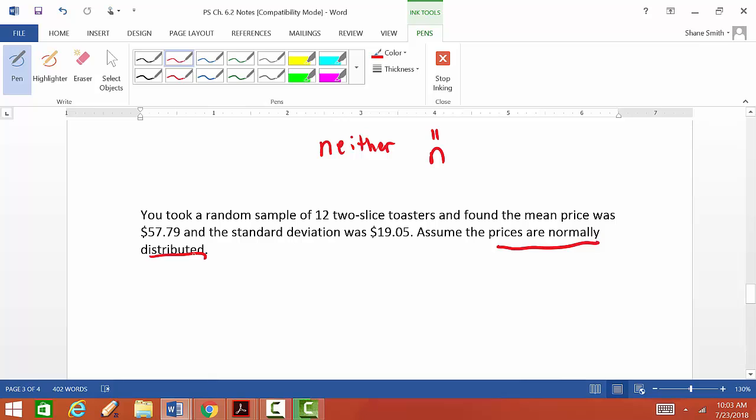Okay, so we're good there. Do we have a sample standard deviation? Well, it looks like from the sample we got the standard deviation. So yeah, this is a t-distribution.